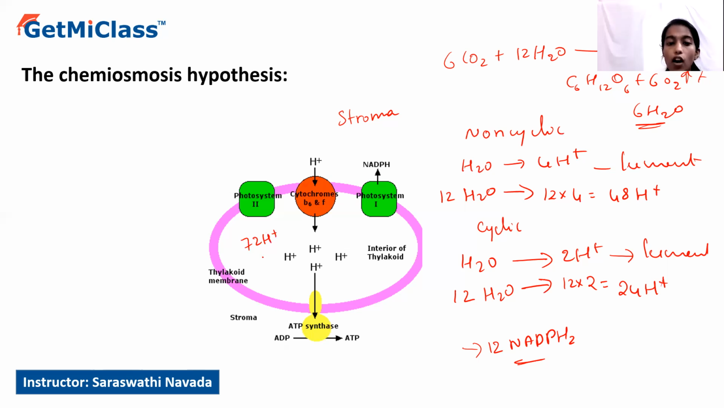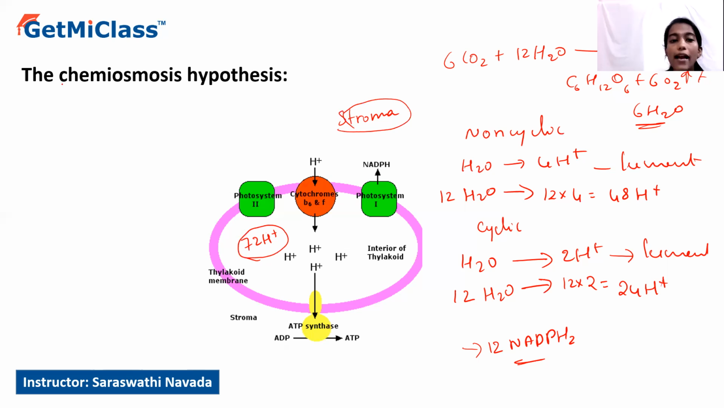So here the concentration of hydrogen ions will be more in the lumen of the thylakoid compared to the number of hydrogen ions in the stroma. As a result, what happens? These hydrogen ions tend to move back to the stroma of the chloroplast. What happens due to movement of hydrogen ions to the stroma of the chloroplast? How is it coupled with ATP synthesis?